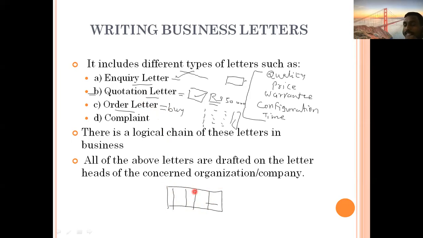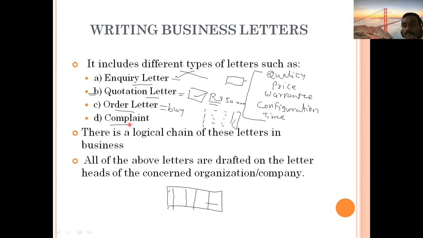Suppose, again taking the example of computers, you want to order, let's say, one laptop, five laptops, and monitors, CPU, keyboard and mouse, etc. You are going to put all of that here. You are going to place an order, and you are also going to ensure how you will pay for them and all those things. You mention everything in the order letter.